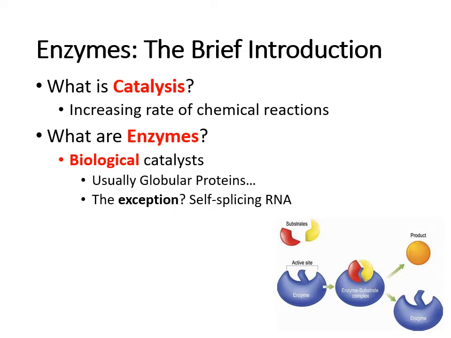Now, most of the ones that you'll encounter in lessons are globular proteins, meaning that they have more than one subunit. But the exception that I want you to remember is self-splicing RNA. And that'll come back in future lessons, especially in a lot of your other courses that you take.